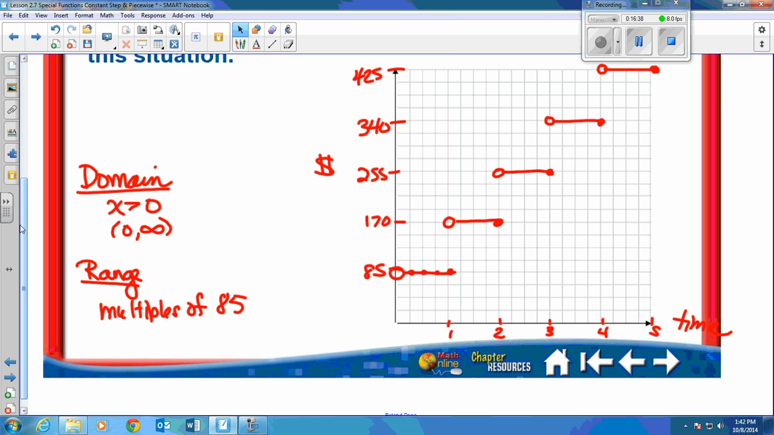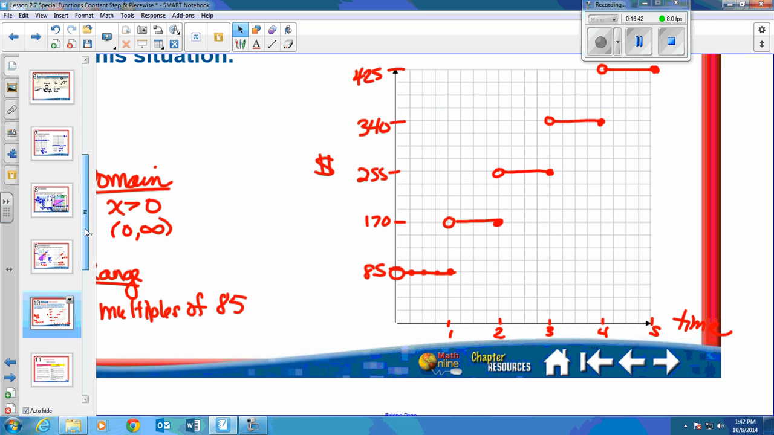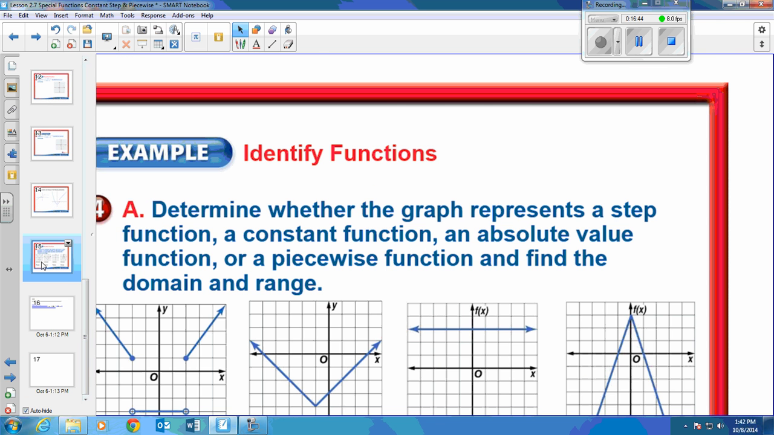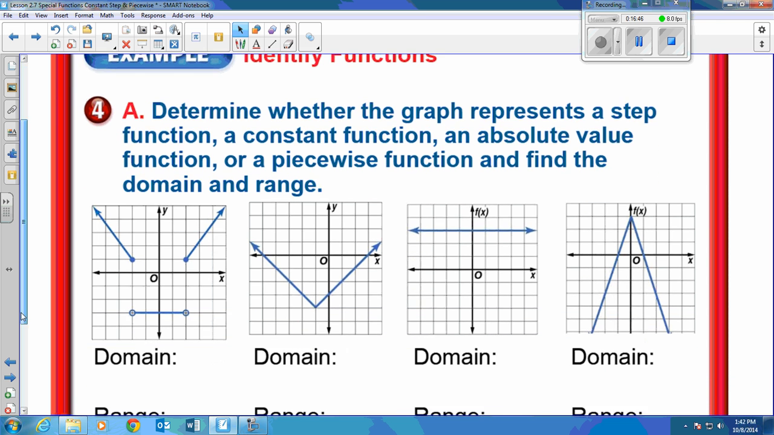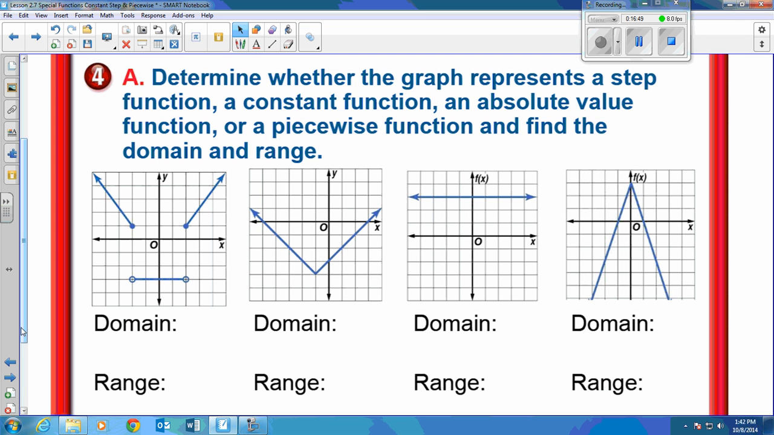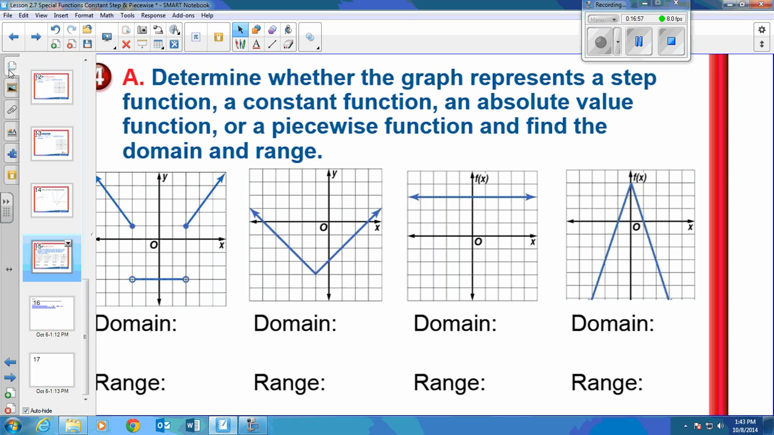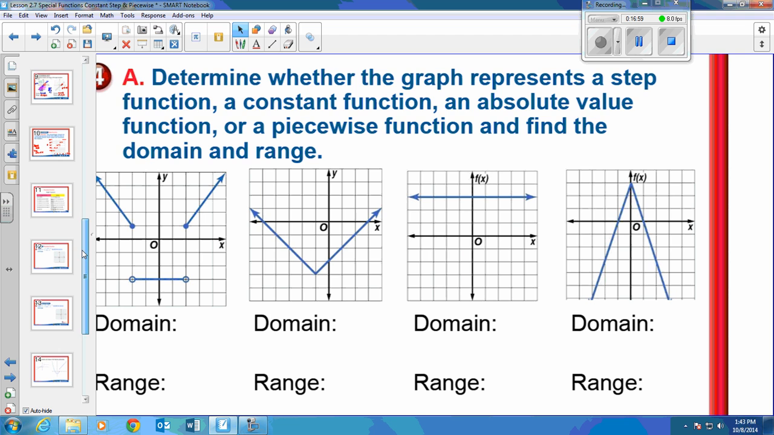All right. On the very back of your notes, real quick, while I am saving this recording real fast, there are 4 graphs. I think it's like example 10. These 4 graphs, all I want you to do is write either piecewise, absolute value, constant, or step function, what you think they are. We'll come back to this in a minute. So it's on the back of your notes, the very back page of your notes.